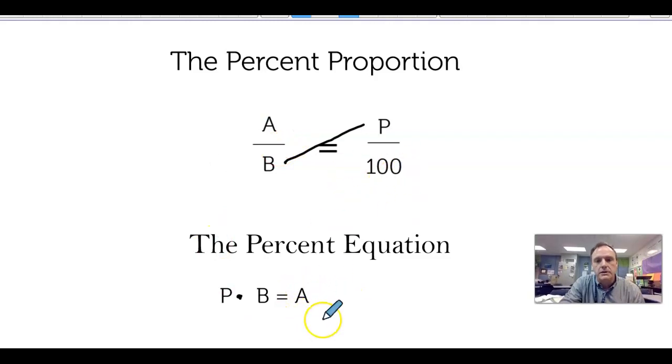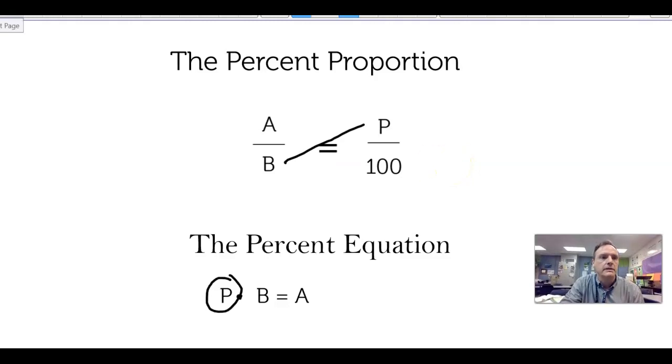The 100 is not included in the equation because when we write the equation, we will write the percent as a decimal number. Instead of writing it as the percent number over 100, we'll change that, so we don't have to worry about the 100. We're just multiplying the base times the percent here. So these two are very closely related. You can use either way to solve percent problems. We're going to focus a little more this year, at least, on using a proportion.